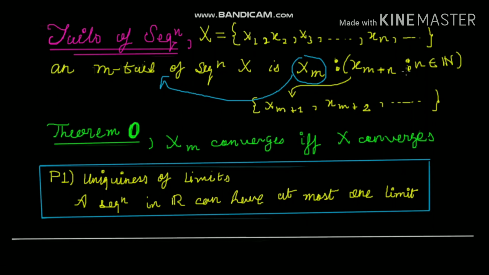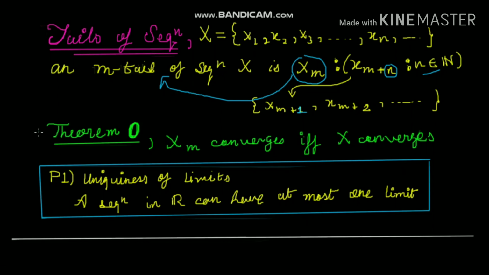So what is it? It is actually the set of X of M subscript M plus N such that N belongs to natural. So it is nothing but the set of X of M plus 1, then X of M plus 2, then X of M plus 3, and so on. So it is basically a part of X, the sequence.